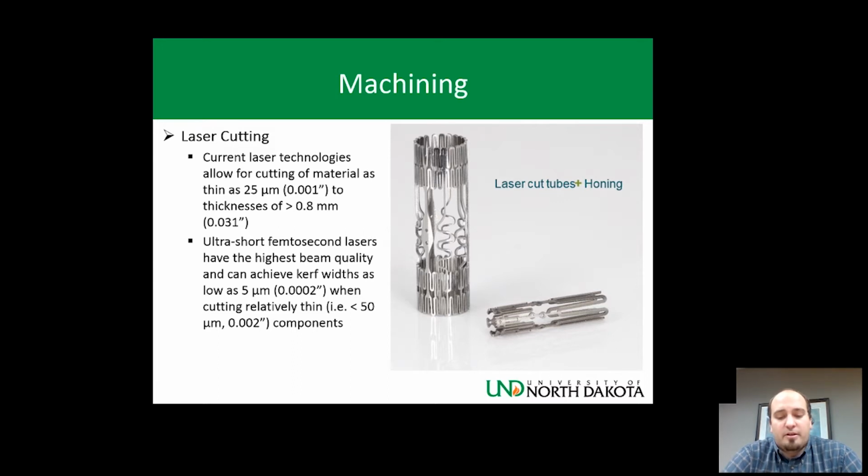In laser machining, the kerf width is dependent on the laser spot size. Smaller kerf widths allow for designs with smaller and more complex geometry, and are therefore generally considered to be better. Ultra-short femtosecond lasers have the highest beam quality and can achieve kerf widths as low as 5 microns when cutting relatively thin, less than 50 micron components.